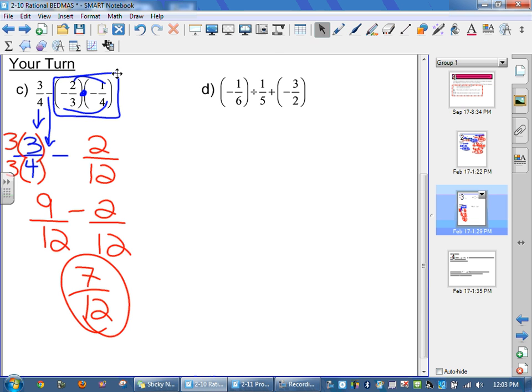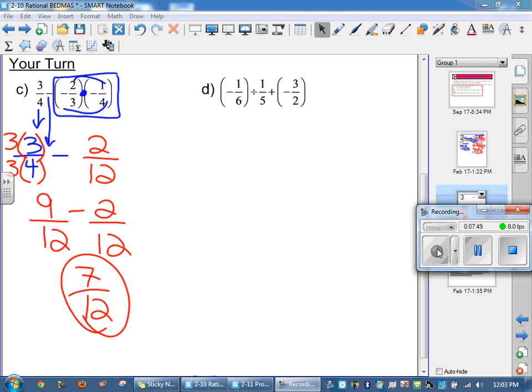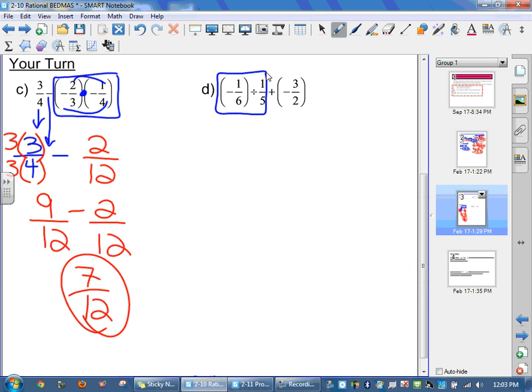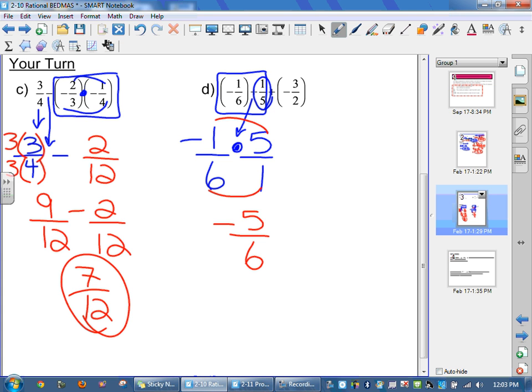Letter D, we have some dividing. So dividing has to come before adding. So we've got negative 1 over 6. We're going to change the divide to a times. And then we're going to flip the second fraction. It's going to become 5 over 1. Now we multiply tops and bottoms to give us negative 5 over 6. We have to write the rest of our equation out. Plus negative 3 over 2.